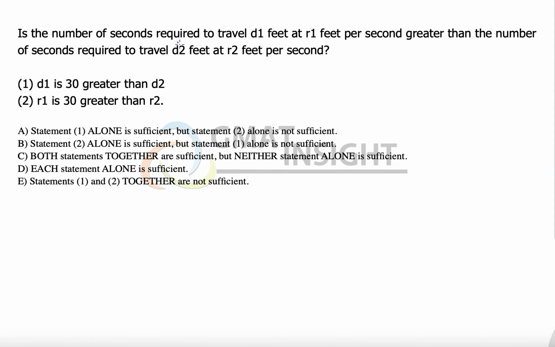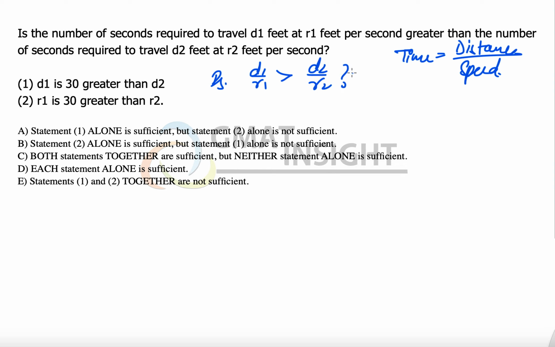Is the number of seconds required to travel d1 feet at r1 feet per second greater than the number of seconds required to travel d2 feet at r2 feet per second? So the time is calculated by taking the distance divided by the speed. So here the question is asking, is d1 over r1 greater than d2 over r2? So we have this question which needs to be answered in the form of either yes or no.